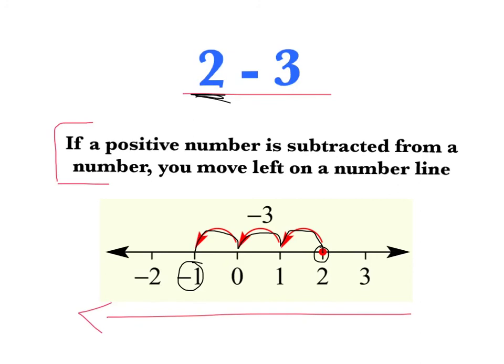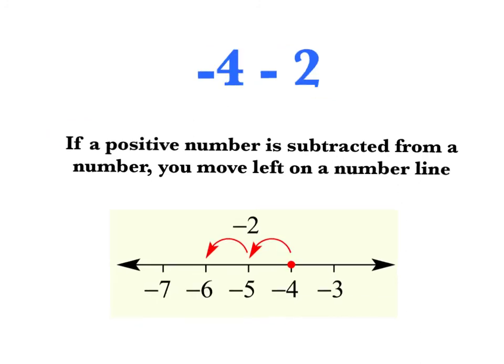Let's look at the final example. Again, I'm performing a subtraction. So when I subtract, I move to the left. This first number here gives me my starting point. It says -4. So I start on -4. And it says I subtract 2. So I go 1, 2 places. That gives me an answer of -6.